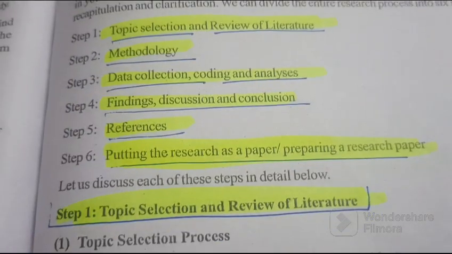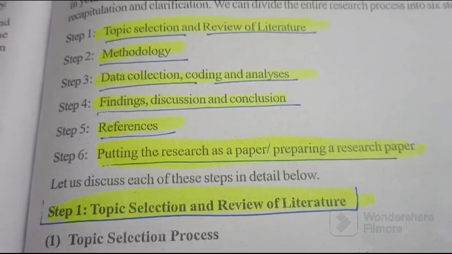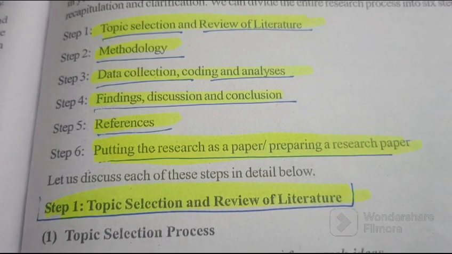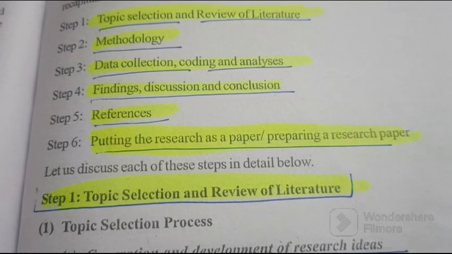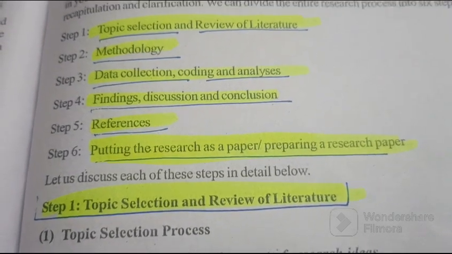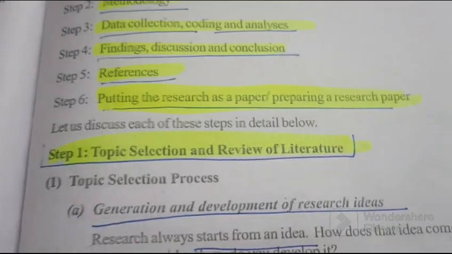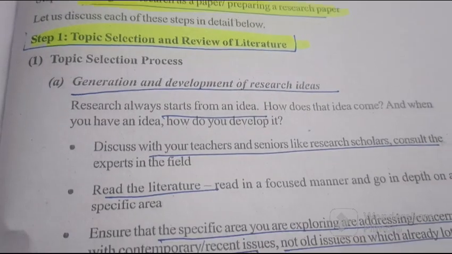The first is topic selection and review of literature. Second is methodology. Third is data collection, coding and analysis. Fourth, findings, discussion and conclusion. Fifth, references. And step 6, putting the research together as a paper, or preparing a research paper. So the first step is topic selection and review of literature.